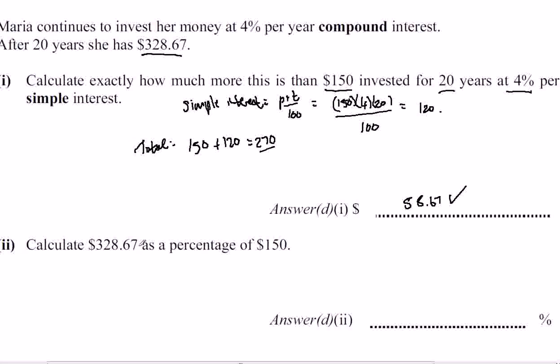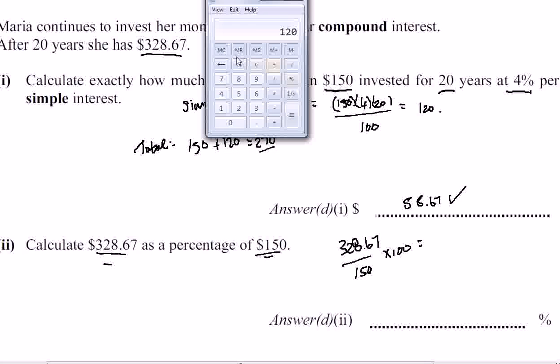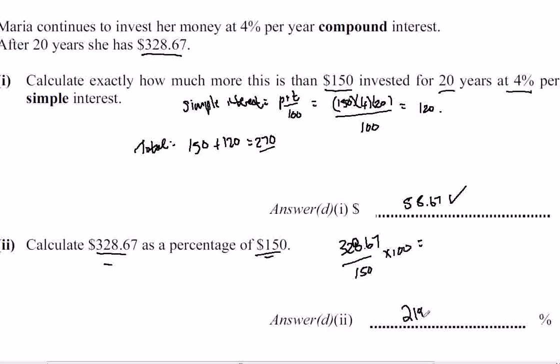And lastly, calculate $328.67 as a percent of 150. Just take this value, put it over this value, and times by 100. So 328.67 divided by 150 times 100 is equal to 219%. Hope that was right. Let me know if you have any questions. Cool.